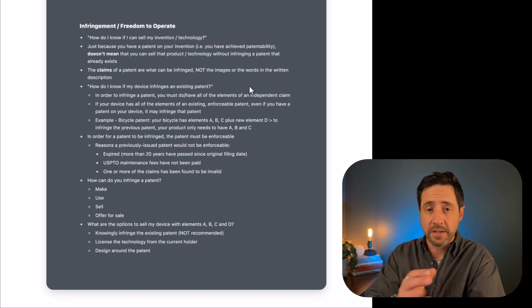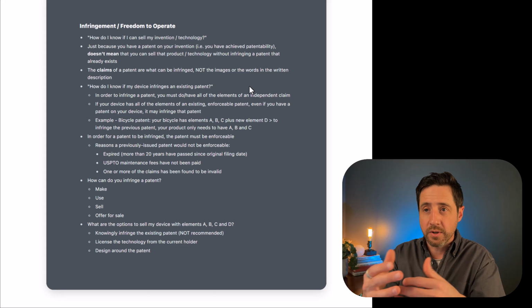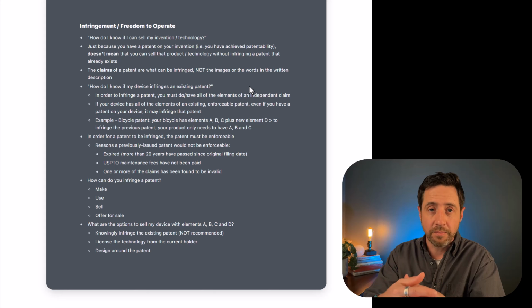So going back to our bicycle example, you would find a way to sell your bicycle with the light on it, but you would find a way so that you did not do what was in claim or part A, B, or C of the claims. And design workarounds are a very big topic. It's definitely something for a module or a whole series of modules unto itself. But that's another common way of working around a patent that's already out there, is designing around it.